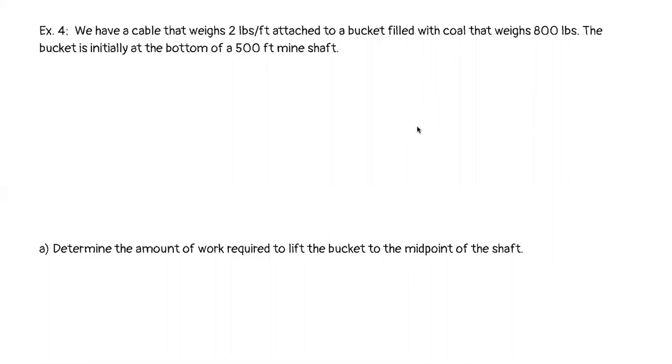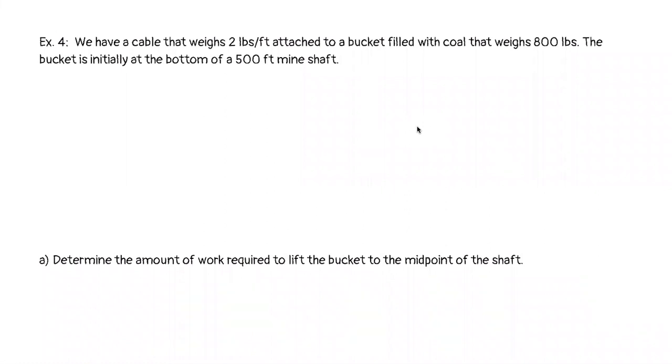But in terms of example number 4, we have a different situation where we're lifting objects. In example 3, we were looking at lifting water out, thinking about how we get water out of a tank. In this situation, I think it's more what we tend to think of when we think about lifting objects. We have a cable that weighs 2 pounds per foot attached to a bucket filled with coal that weighs 800 pounds. The bucket is initially at the bottom of a 500-foot mine shaft.